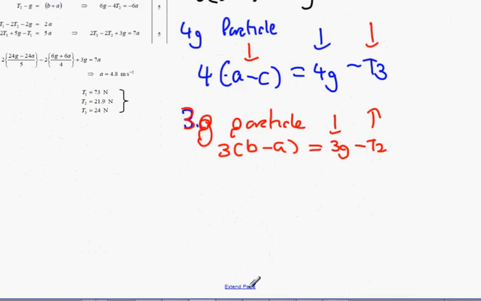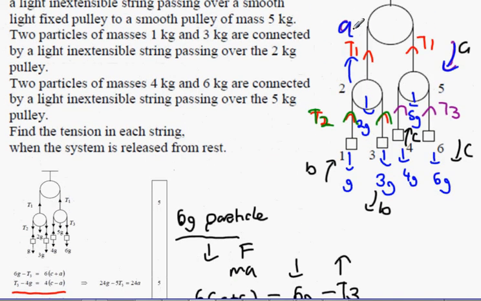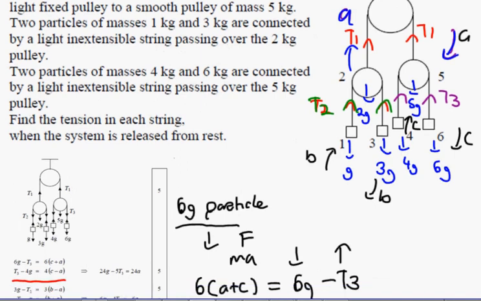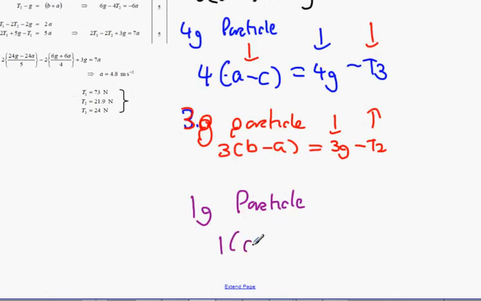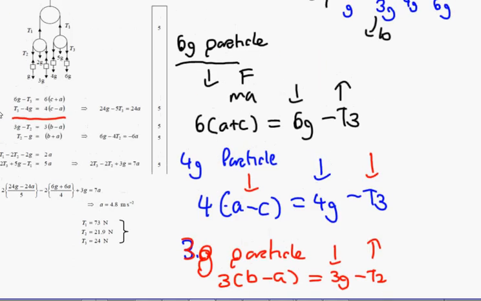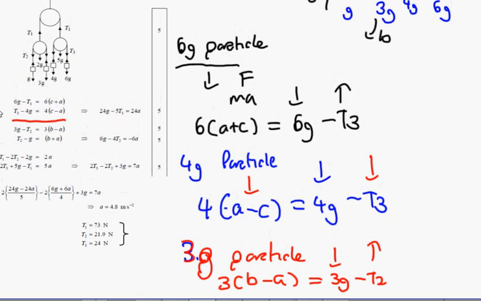And then finally I'm on the 1g particle, which I'll do in purple, or the 1 kilogram particle. Okay, and the 1 kilogram particle is most certainly going up. It's going up with A and B as its acceleration. So it's going to be 1 times A plus B, which represents mass by acceleration. Its tension is pulling up, which is T2, and its weight is pulling it down, which is 1G, going downwards. Okay, now I basically have a lot of equations here.